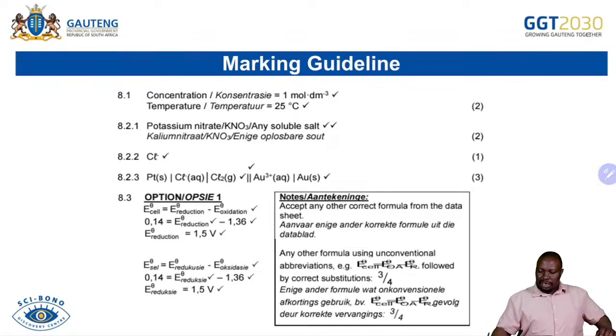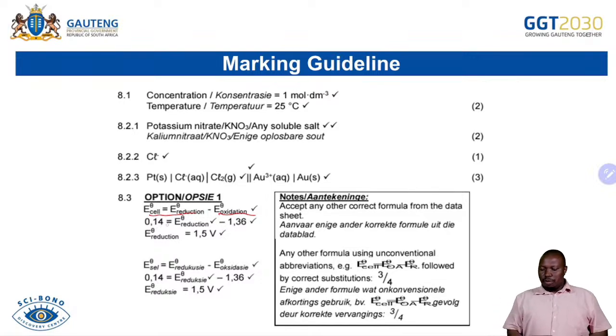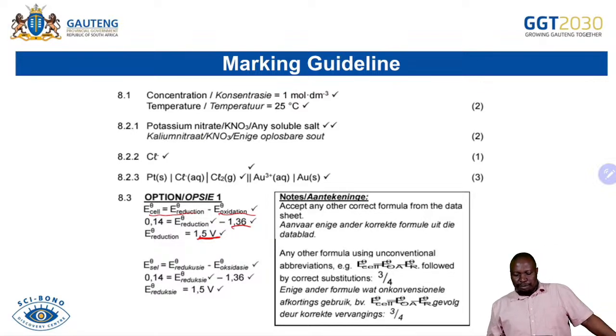So if everything is done correctly, you will have your E cell, which is E cathode minus E anode, or E reduction minus E oxidation, which is 0.14. That becomes E reduction minus 1,36, and when you transpose, when you bring the 1,36 to the other side, it becomes 1,5 volts. So you are able to see that your gold there will have a standard reduction potential of 1,5.